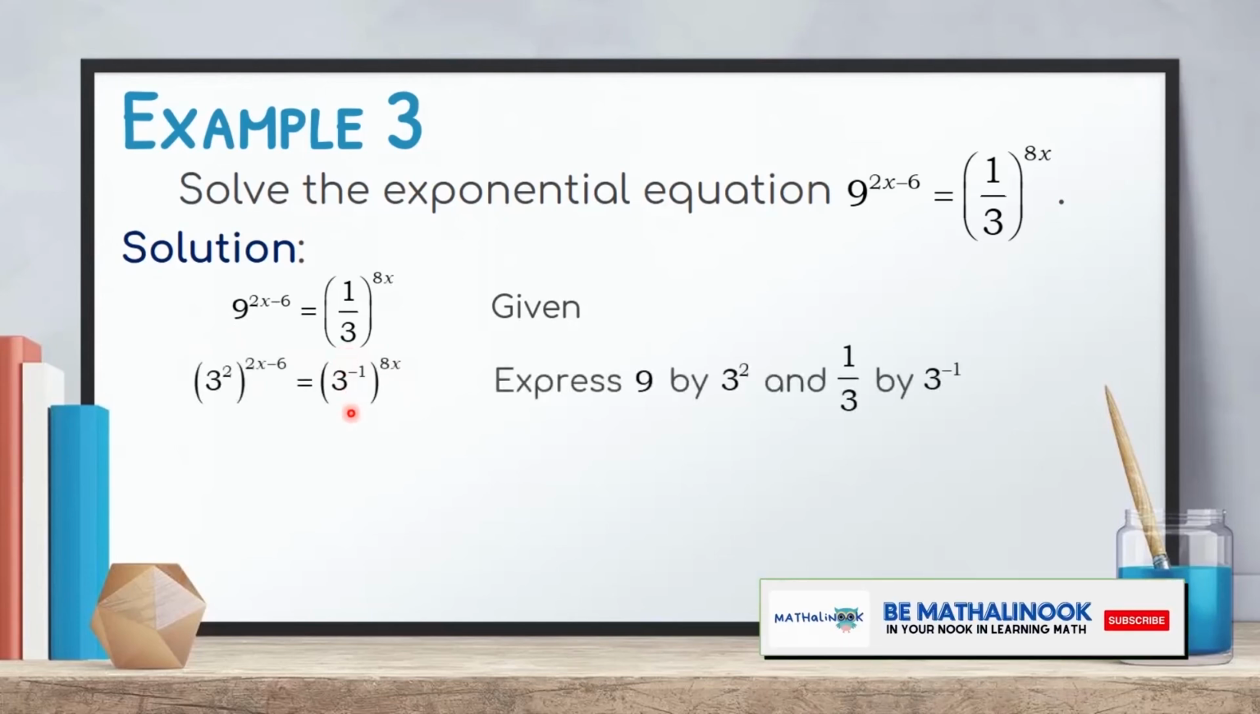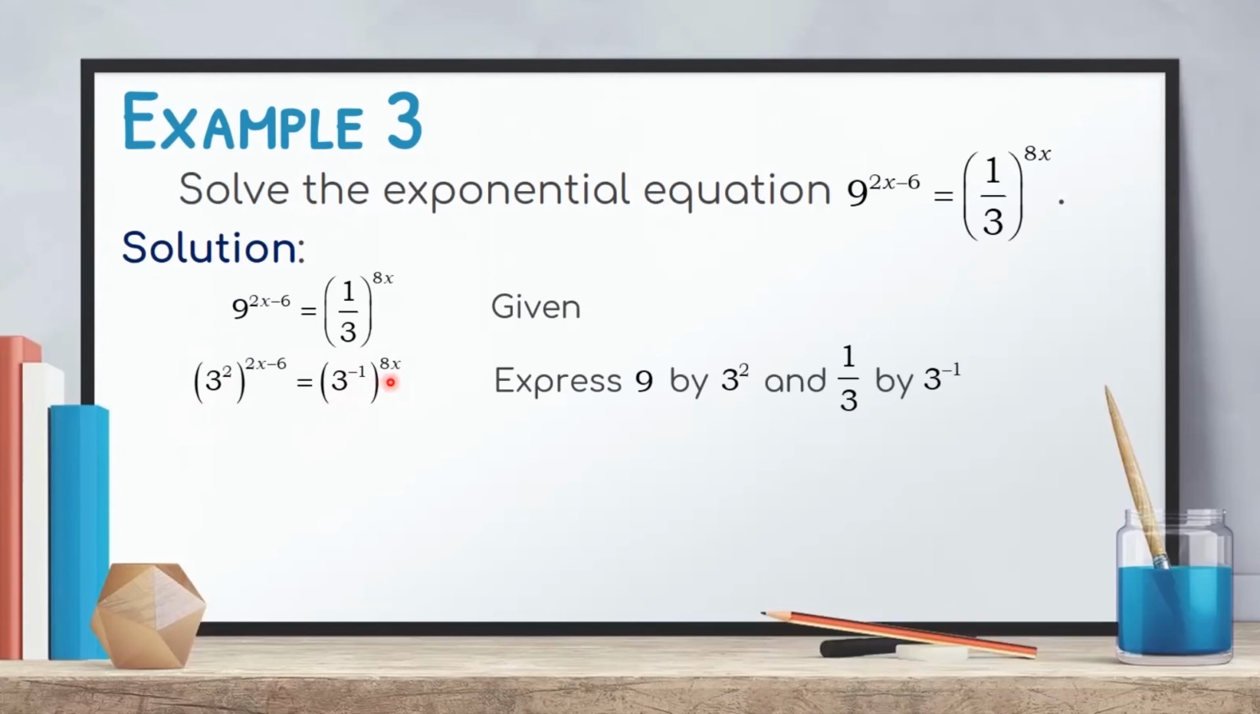So our expression will be 3 squared raised to 2x minus 6 equals 3 raised to -1 raised to 8x. Notice from here that 9 became 3 squared and 1/3 became 3 raised to -1. Since we have here an exponent raised by another exponent, remember to apply the power rule.